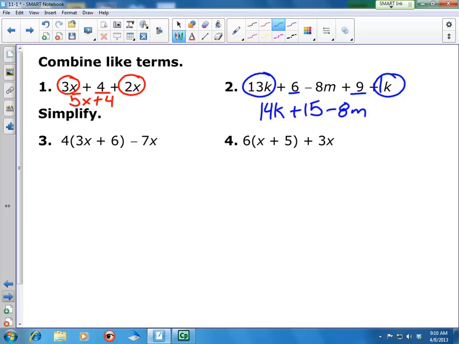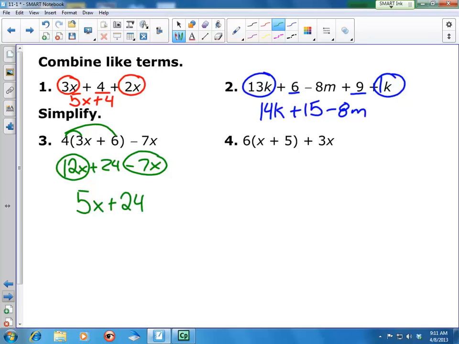All right, let's take a look at number 3. What am I going to do on number 3? What's the first thing I'm going to do? That's right, my distributive property. Remember that? We're going to go ahead and carry that 4 throughout there. So what is my new value for my parentheses going to be? 12x plus 24 minus 7x. Okay, once I have that, what am I going to combine? Yeah, don't forget about our minus on that one. So what's 12 minus 7? Yeah, so we're going to get 5x plus 24. And that's my answer. That's not that hard.